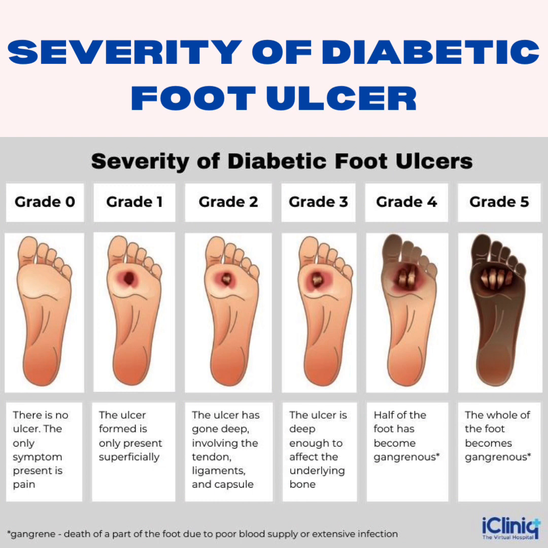In grade 0, there is no ulcer. The only symptom present is pain. So this means that the skin is intact and the ulcer is about to develop in this case. In grade 1, the ulcer formed is only present superficially, which means that it is only involving the superficial epidermis, not the dermis. In grade 2, the ulcer has gone deep, involving the tendon, ligaments, and capsule.